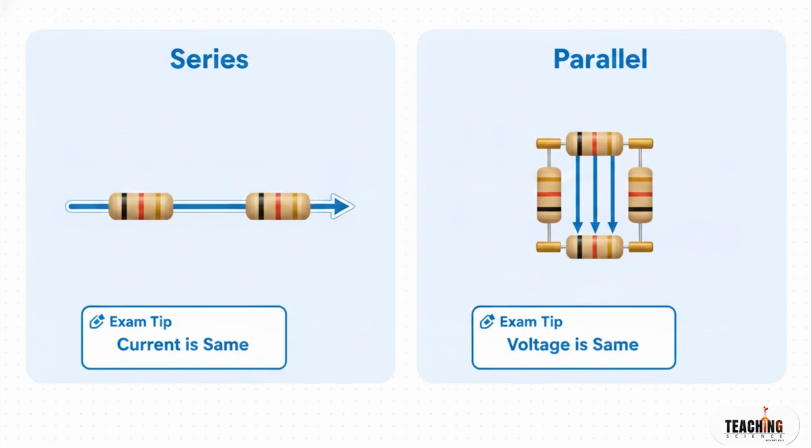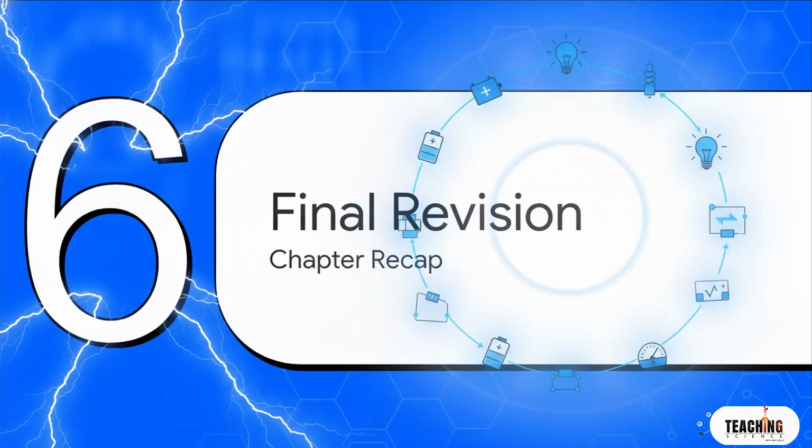The formula gets a bit flipped into fractions. 1 over the total parallel resistance equals 1 over R1 plus 1 over R2, and so on. Doing this actually decreases the overall resistance in the circuit, which is super useful. Okay, we made it to part 6, our complete chapter final revision. Let's lock all this in.